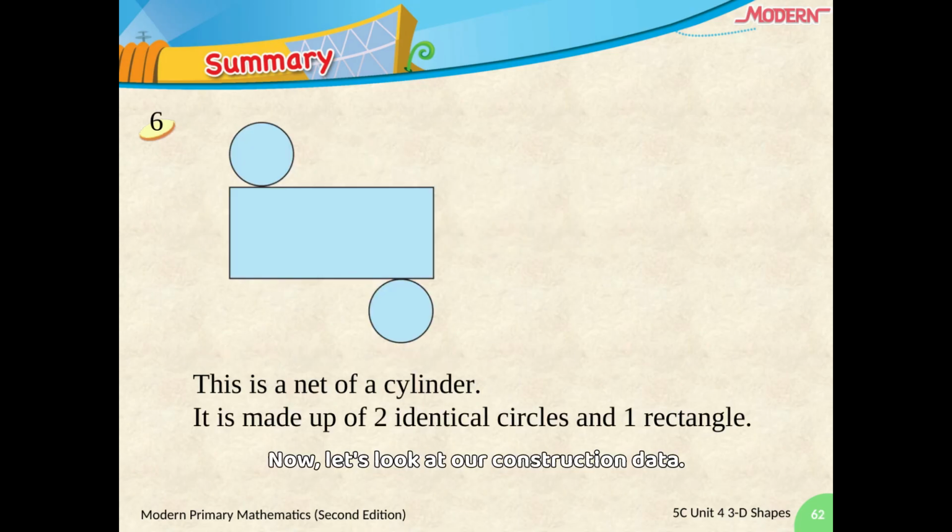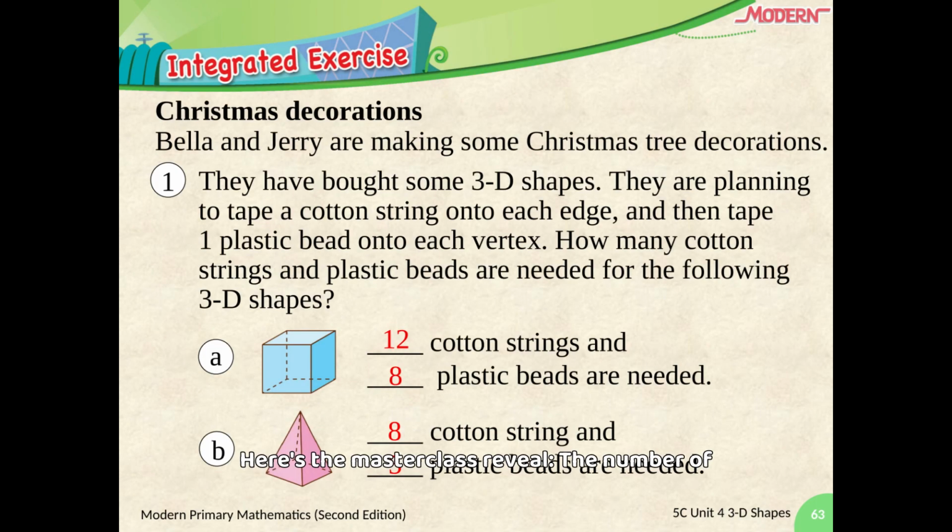Now, let's look at our construction data. For a cube, we used 8 clay pieces and 12 sticks. And for a cuboid, wait a minute, it's also 8 clay pieces and 12 sticks. Why do you think 2 different looking shapes use the exact same number of parts? This is a major math mystery. Can you see the connection to what we learned about edges and vertices? I bet you can. Here's the masterclass reveal.